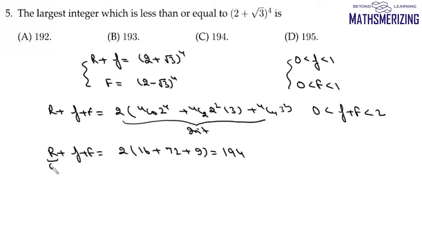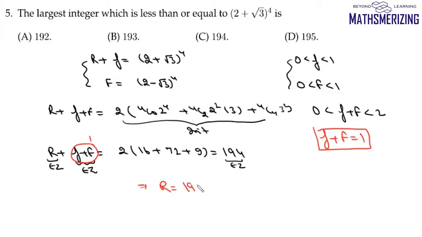Now this r is an integer, this 194 is an integer, so that means this f plus f must also be an integer. And the only integral value possible in this interval is 1. So the value of f plus f is 1. So if we put f plus f as 1, we'll get r as 193. So the largest integer which is less than or equal to 2 plus root 3 to the power 4 is 193, and that's your option B.